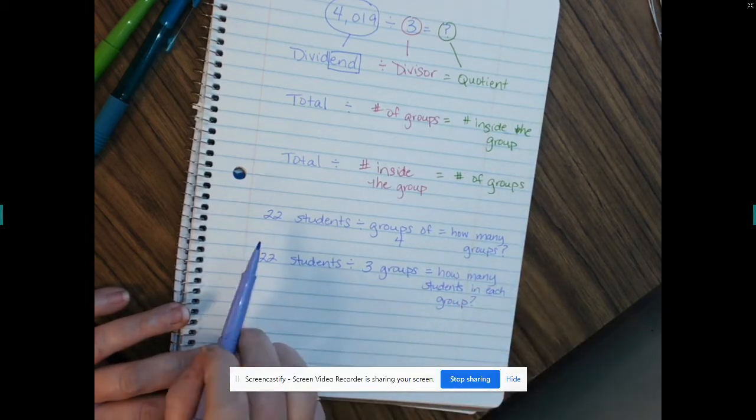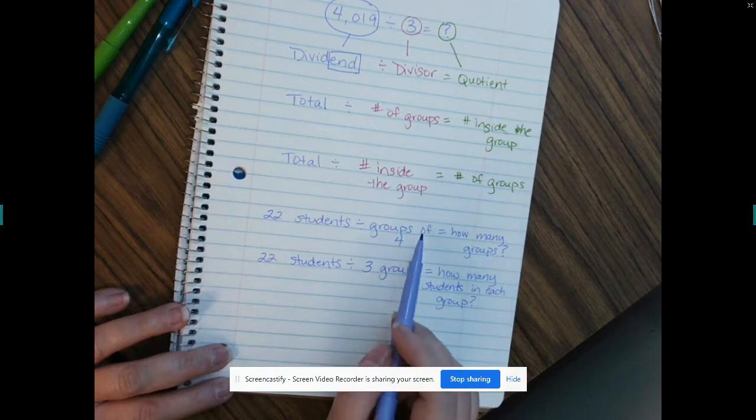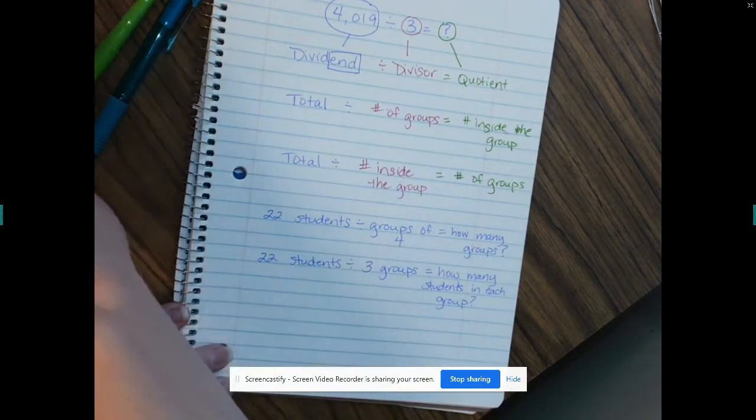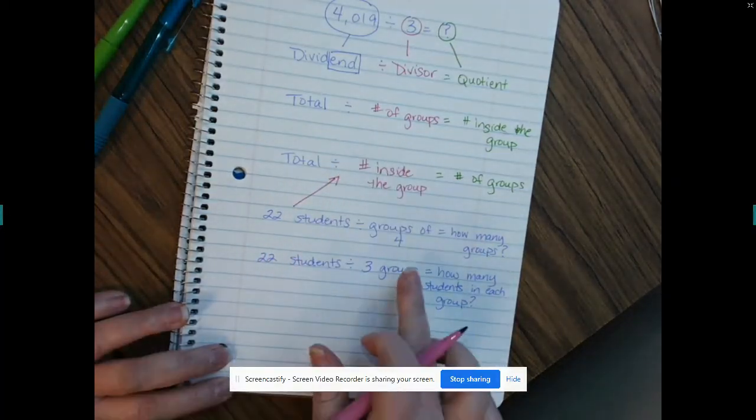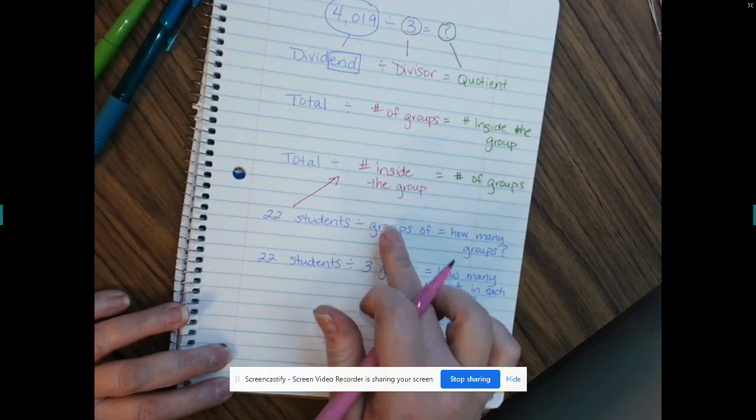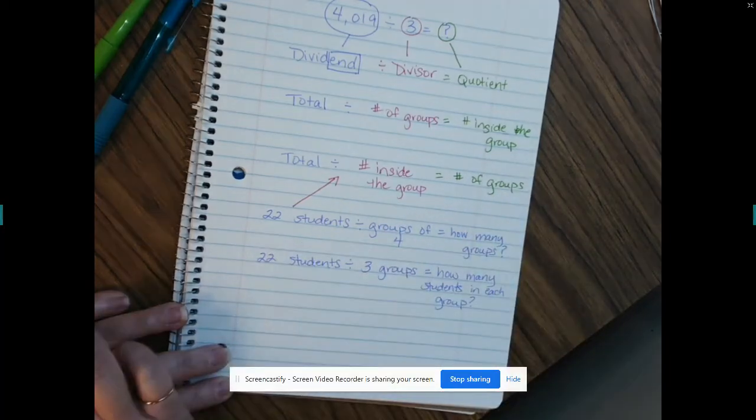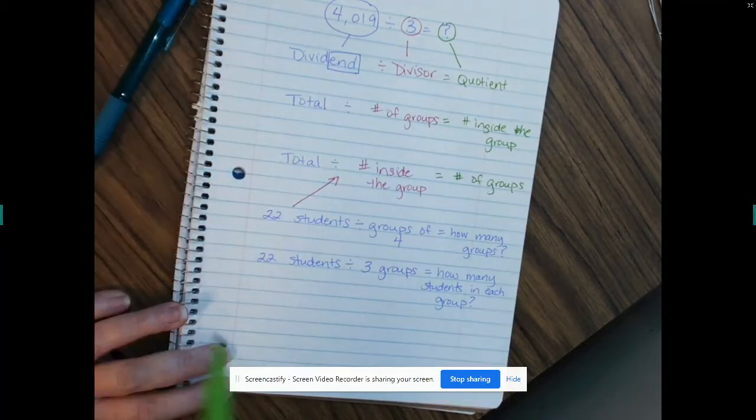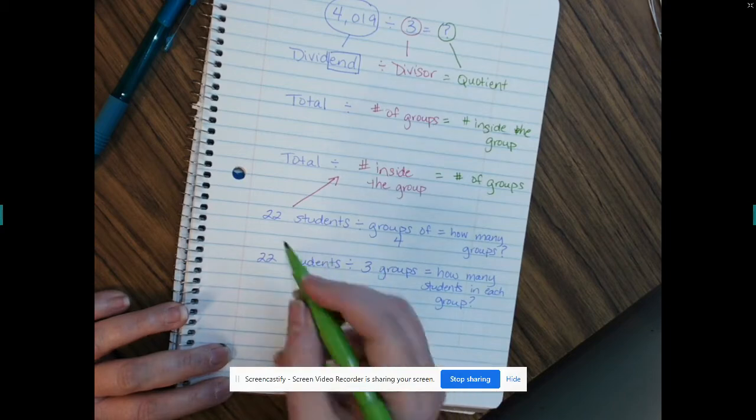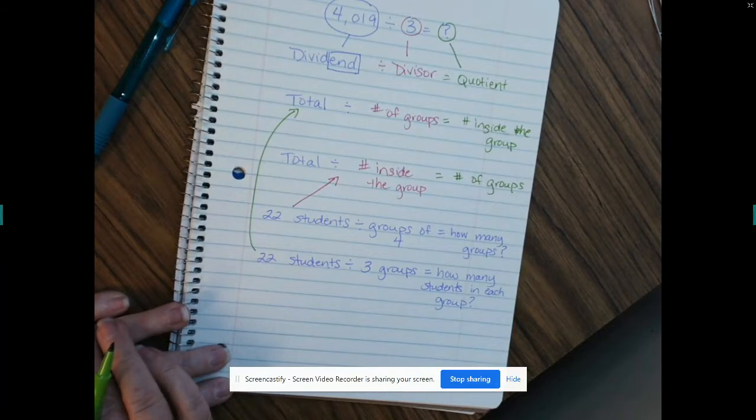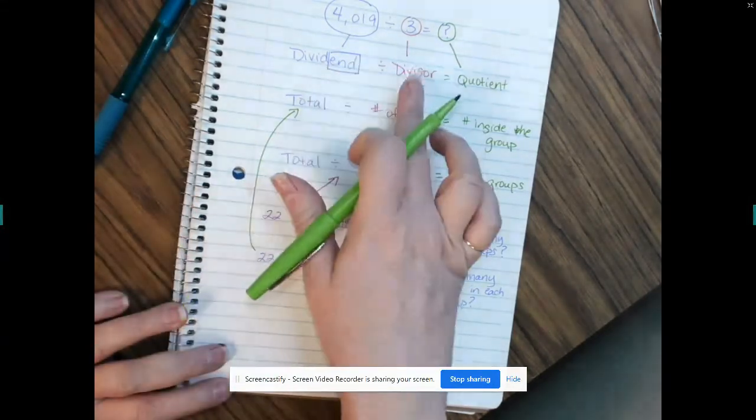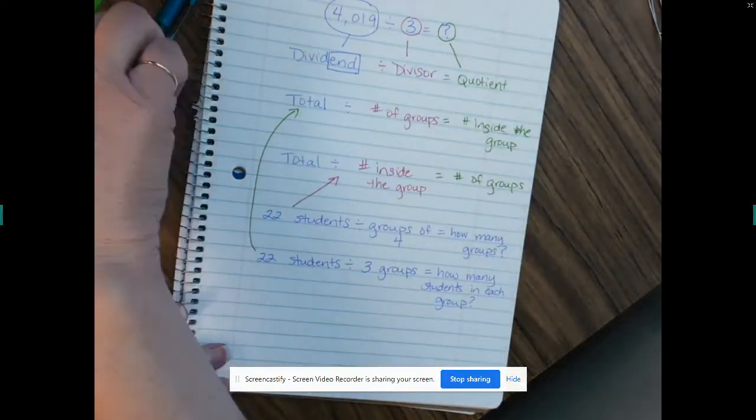So in this particular case, if I'm dividing them into groups of 4, then I'm looking at this particular question scenario because I know that I have 4 inside the group. How many groups do I need? But in this problem, I'm dividing them into 3 groups because my known is the number of groups and my unknown is how many are in each group. So that's just a very simple explanation of what each one of these things means.